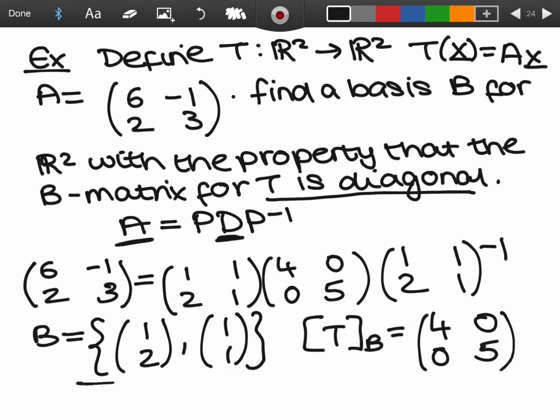So as long as we use this basis instead of the standard basis, we know that our B matrix for T, that will take us from a vector X in terms of B to the image of X in terms of B, is this matrix here. So whenever you see one of these where they want the B matrix to be diagonal, make sure you are looking for eigenvectors and eigenvalues and looking for that decomposition.